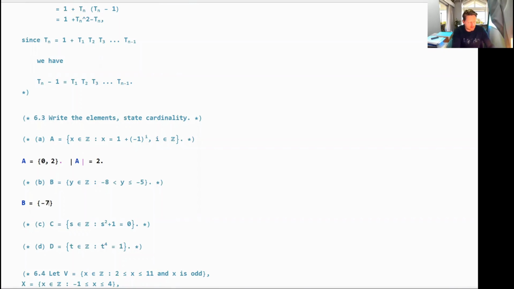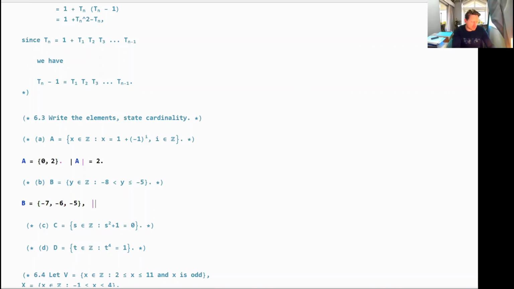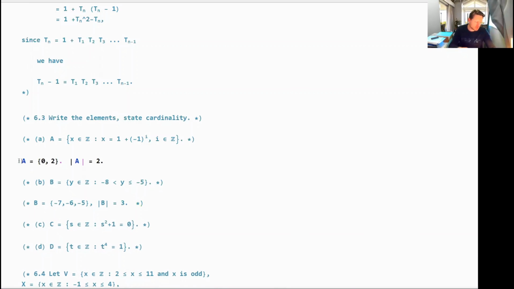And then the maximum in this set is minus 5. So we go minus 7, minus 6, and minus 5. And there we have it. And now the cardinality of that set, there are 3 elements. So cardinality of B is equal to 3. And you can see that this is quite colorful, so let's make that a comment. Likewise up there.